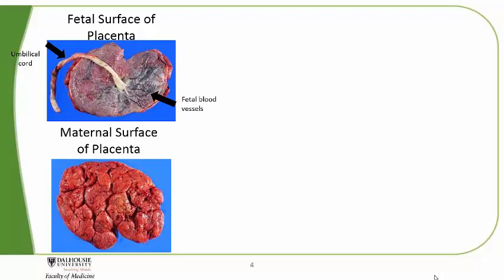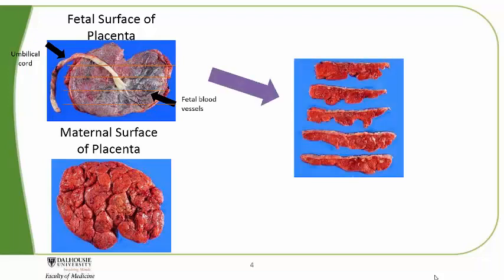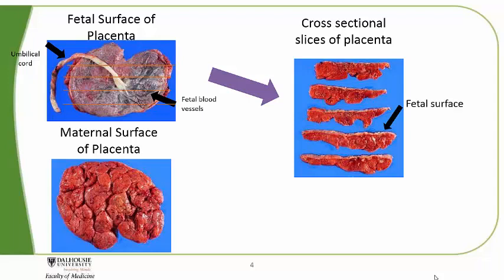Now, let's look at slices of the placenta so that we can see inside. Looking at the fetal surface of the placenta, we are going to slice the placenta like this, in the direction of these lines. Here you can see the placenta has been cut into pieces and we are looking at the inside of the placenta. Now here is the fetal surface and here is the maternal surface.